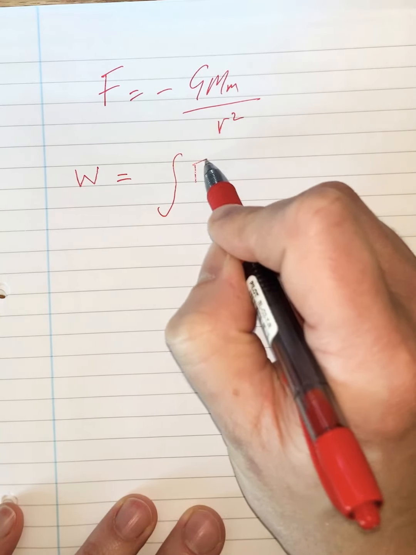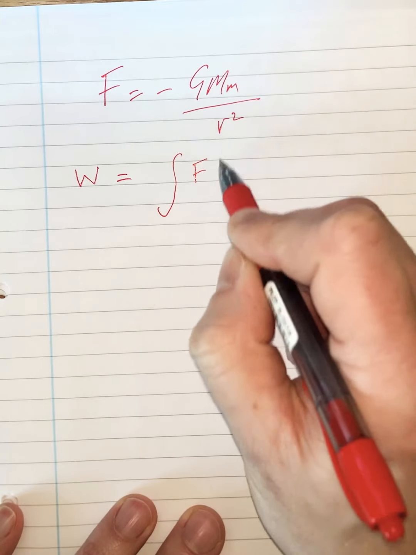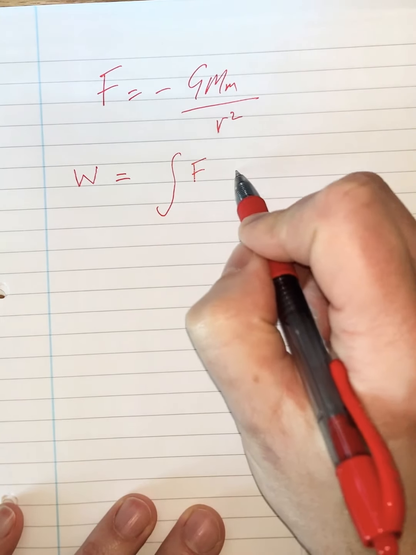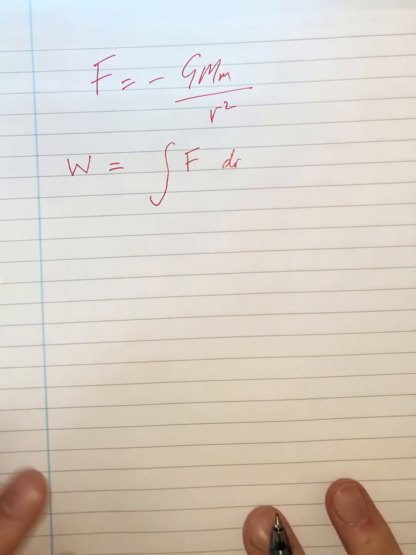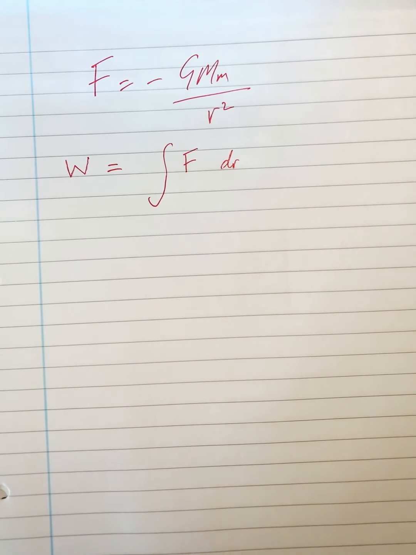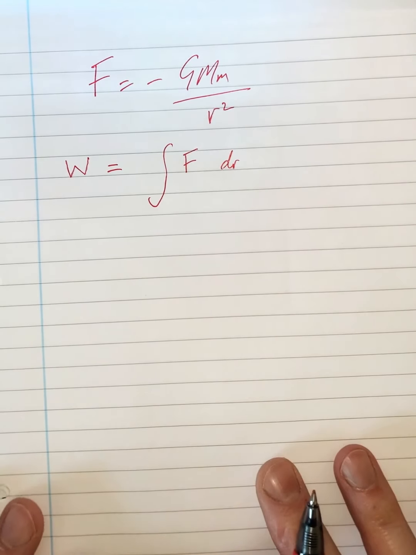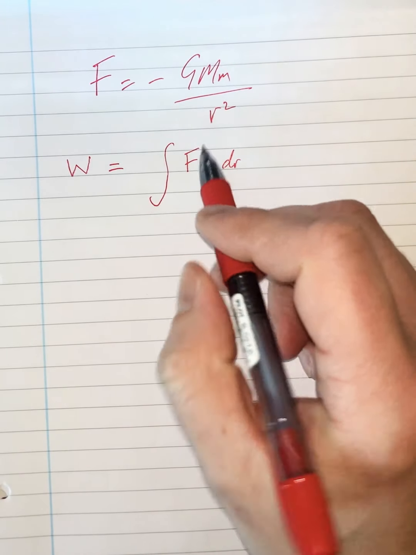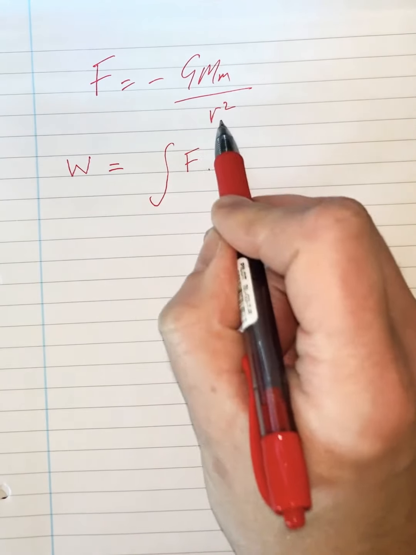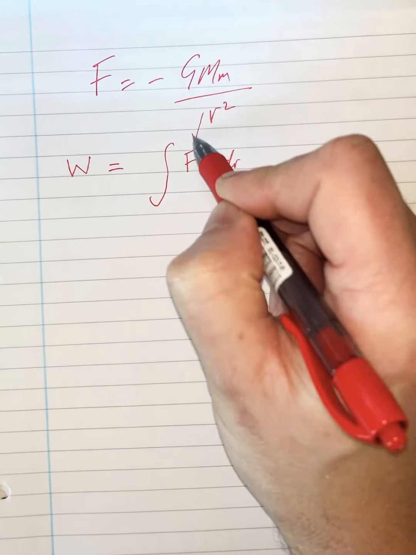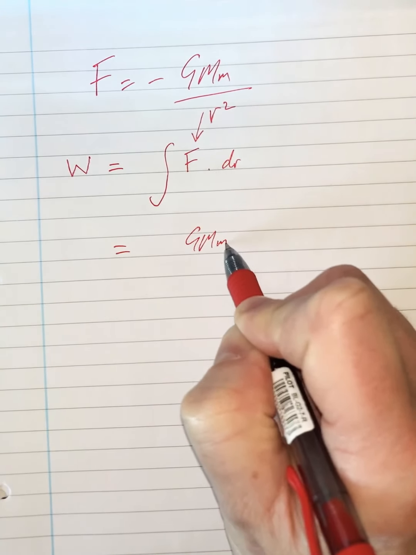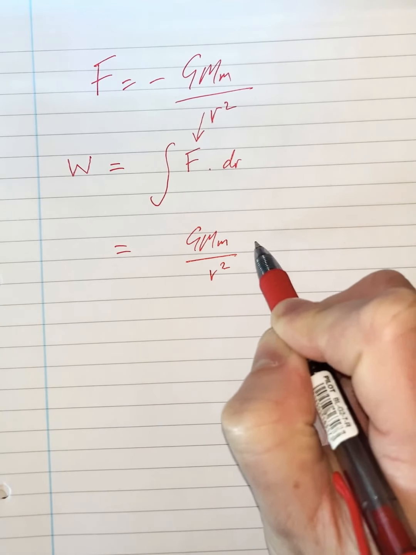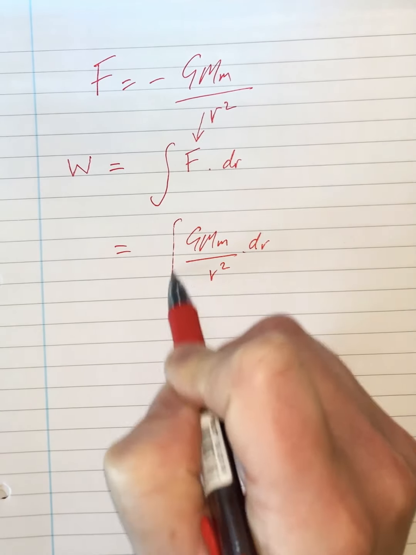And in this scenario, my dx, my ds, I'm just going to call it dr, because we often use the symbol r for the distance, the separation. Essentially, you can think of that as the radius from the center of the mass. And F is obviously a function of r, and we can put that into there now. So we've got GMm over r squared dr, and we're integrating that.